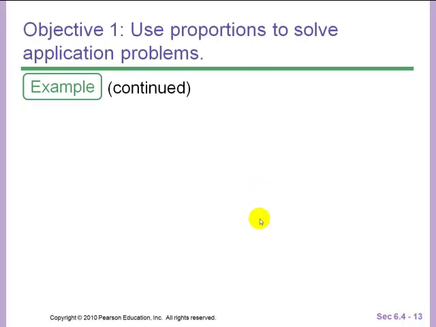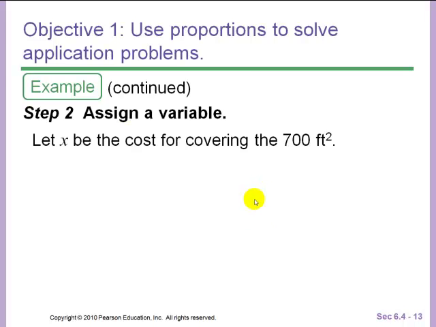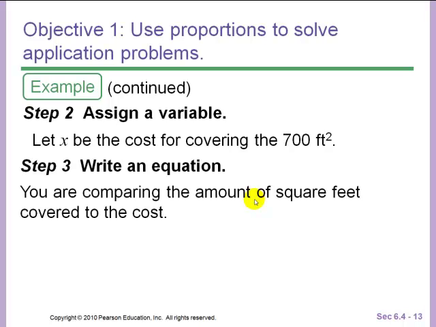When we set up our variable, it will be x for the cost of covering the 700 square feet, since that was our unknown. When we set up our proportion, we are comparing the amount of square feet covered to the cost. Again, it doesn't really matter which one of these, square feet versus cost, is in the numerator or denominator as long as you are consistent. So if you put square feet in the numerator for your first rate, you need to put square feet in the numerator for the second rate. And if you put cost in the numerator for the first rate, then you need to put cost in the numerator for the second rate.